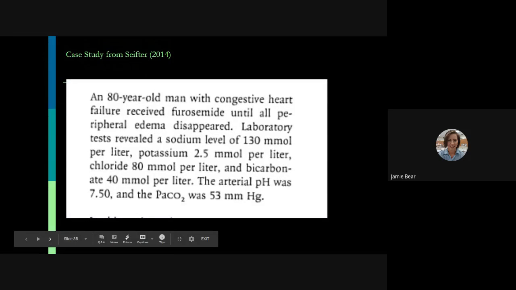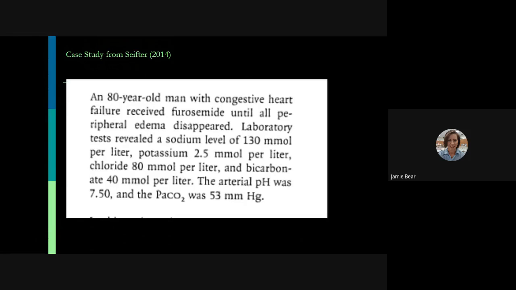Here's another case. An 80-year-old man with congestive heart failure received furosemide, which is a Lasix or a diuretic, until all peripheral edema disappeared. Laboratory tests revealed a sodium level of 130, potassium of 2.5, chloride of 80, and bicarbonate of 40.